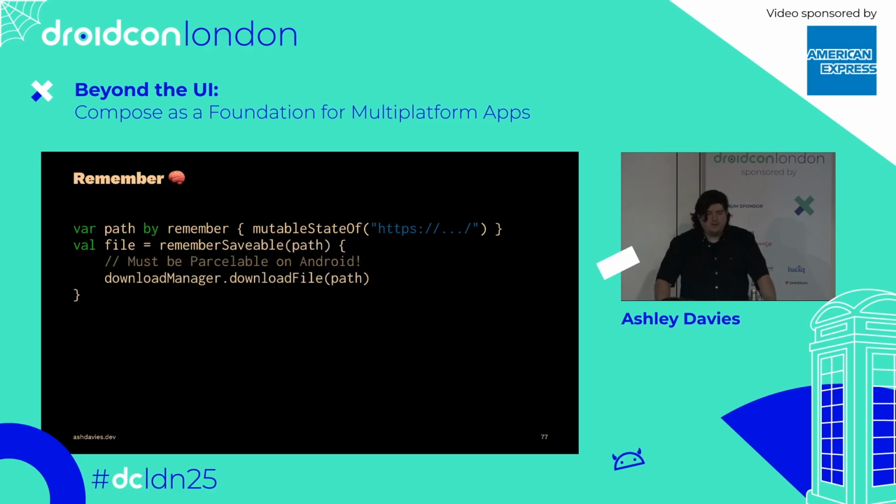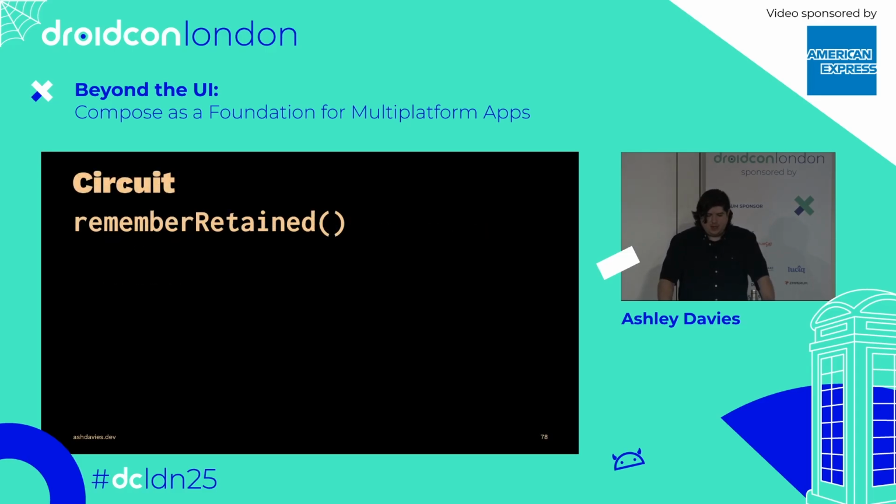On Android, we can use rememberSaveable. This is to make sure that it's retained through configuration change. A wonderful experience with lifecycle management. But it must be Parcelable on Android so that it can be serialized and put into the fragment bundle, which is a bit cumbersome and a bit of a pain. Which is why there's this rememberRetained from Circuit.